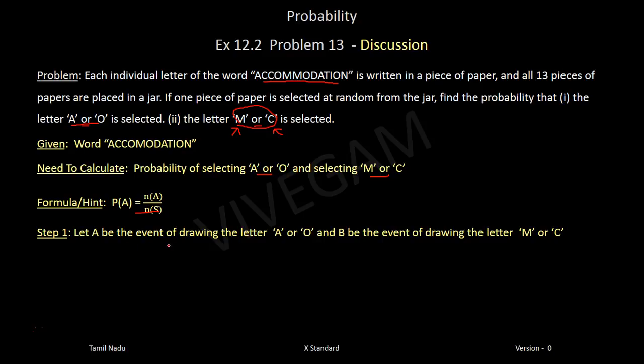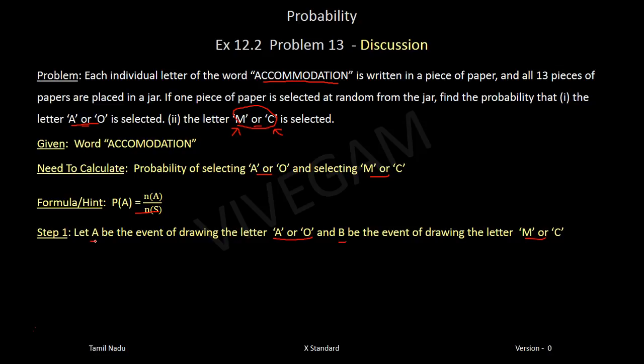Step 1. Let A be the event of drawing the letter A or O. Okay. Earlier A would be for one letter A, B would be for O. But all put together we are saying both A or O is taken as event A and M or C is taken as event B.